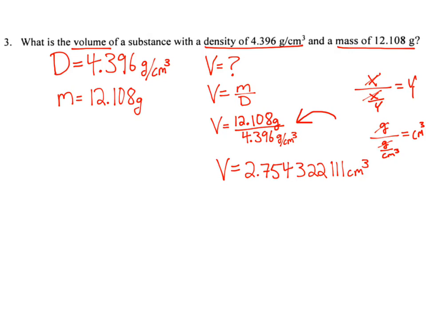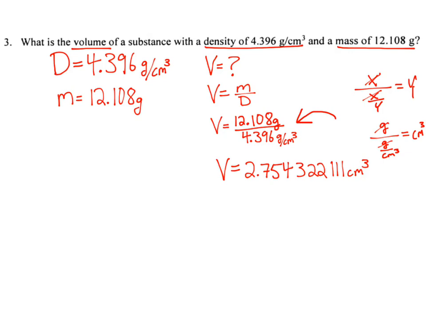So when we plug this number into our calculator, we get this big long value. Volume is equal to 2.754322113, excuse me, cubic centimeters. Well, this number has way too many digits in it. We need to give an answer with the proper number of significant figures.